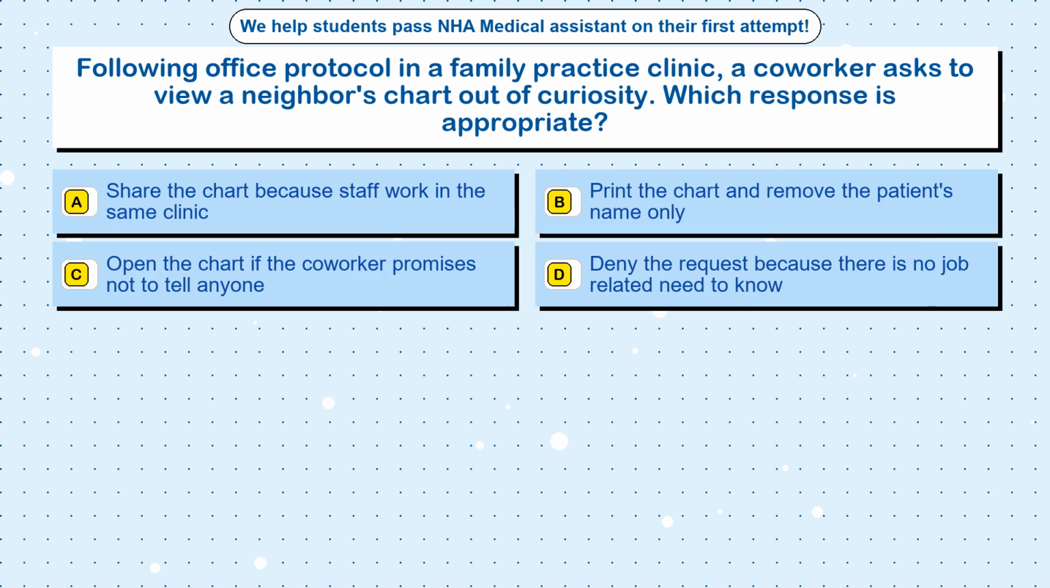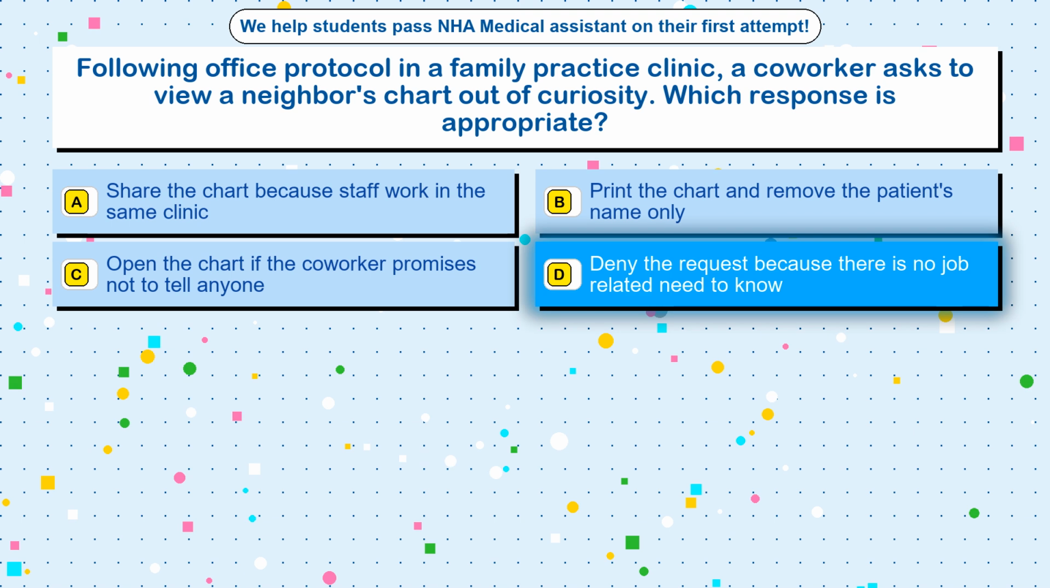Question 33. Following office protocol in a family practice clinic, a coworker asks to view a neighbor's chart out of curiosity. Which response is appropriate? Option A, share the chart because staff work in the same clinic. Option B, print the chart and remove the patient's name only. Option C, open the chart if the coworker promises not to tell anyone. Option D, deny the request because there is no job-related need to know.